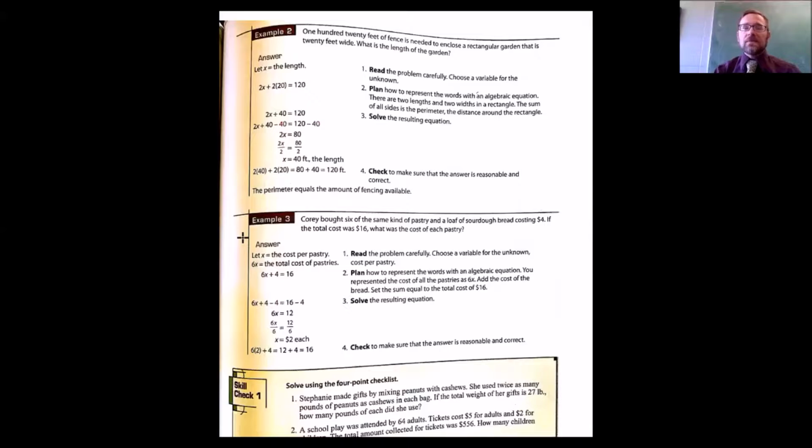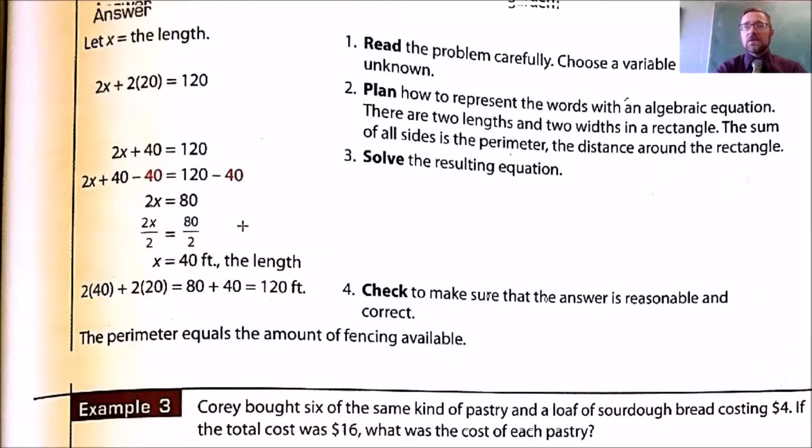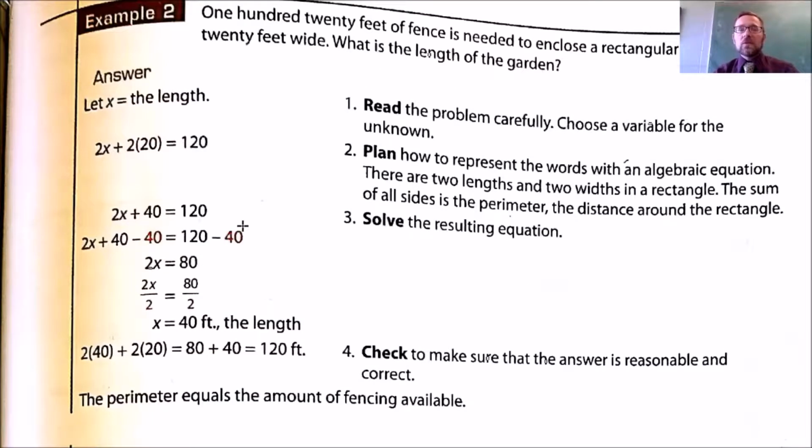So here's some more examples that we can look at. Zoomed in so it's actually legible. All right. Number 2 here, 120 feet of fence is needed to enclose a rectangular garden that is 20 feet wide. What is the length of the garden?